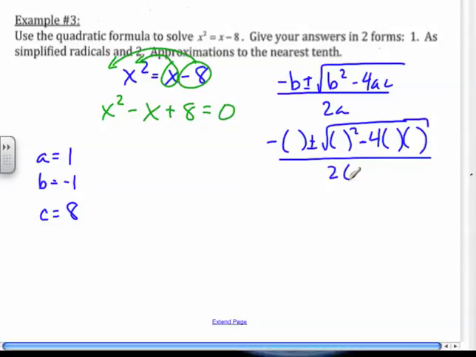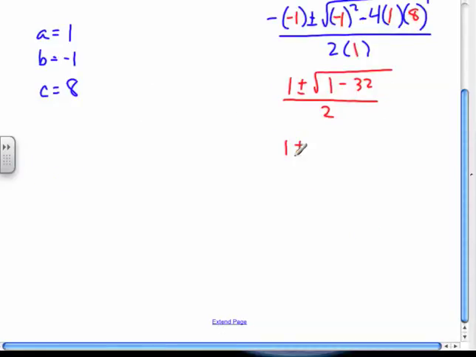All over 2a. All right, so let's fill those in. B is -1, -1. A is 1 and 1 on the bottom. And then C is 8 in the back here. And now I just need to simplify it. Okay, so I'm going to get 1 plus or minus the square root of 1 minus 32 over 2. Whoa. This is interesting. 1 plus or minus the square root of -31 over 2.